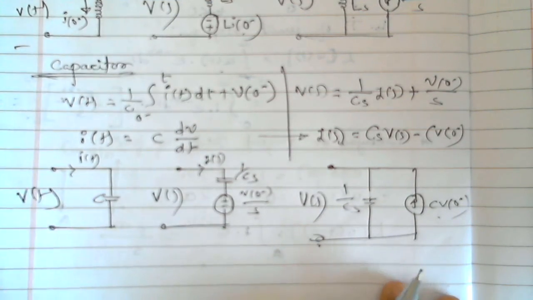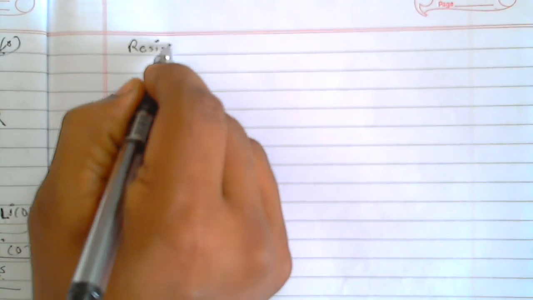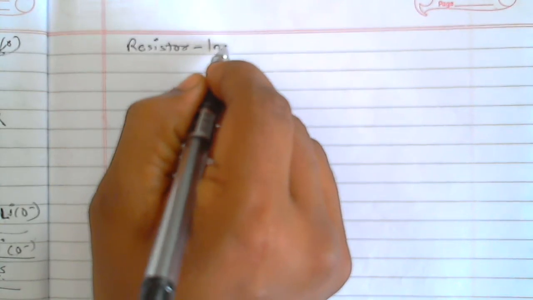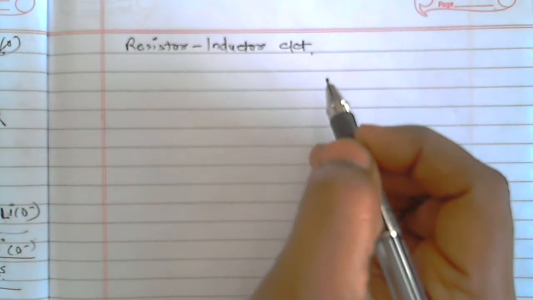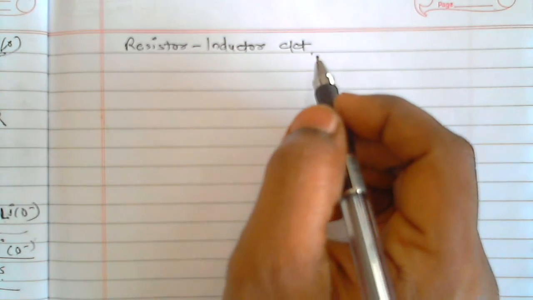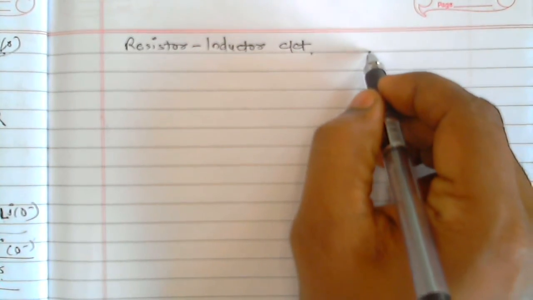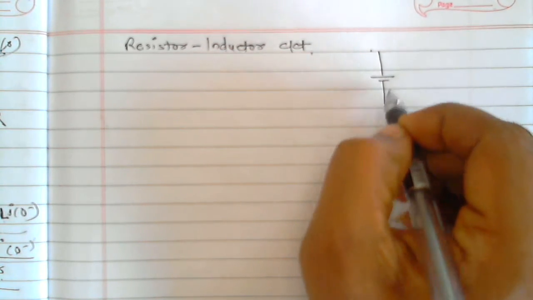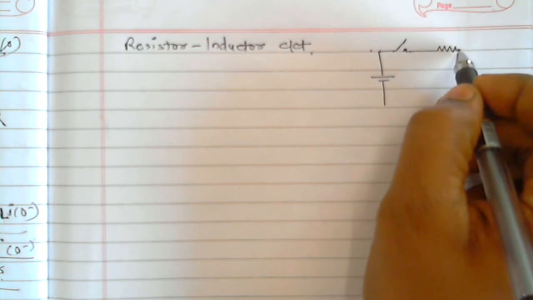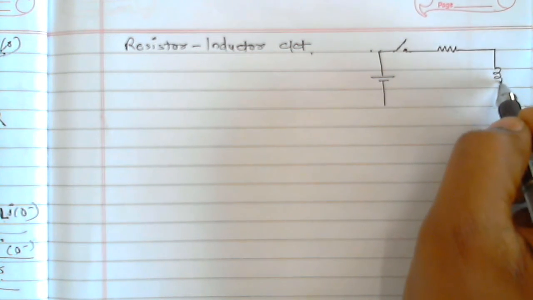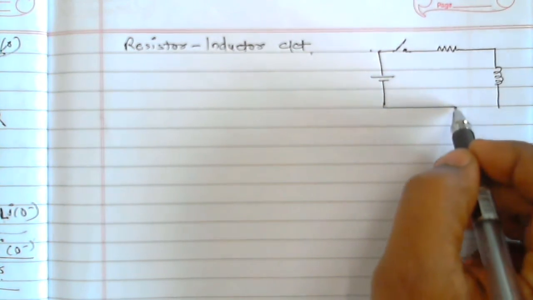Now we will see one by one for all circuits. First we will see the Laplace transform for the resistor-inductor circuit. Okay, so we are having a circuit. This is the switch, then the resistance, here there is an inductor, and this is how we are having the circuit.